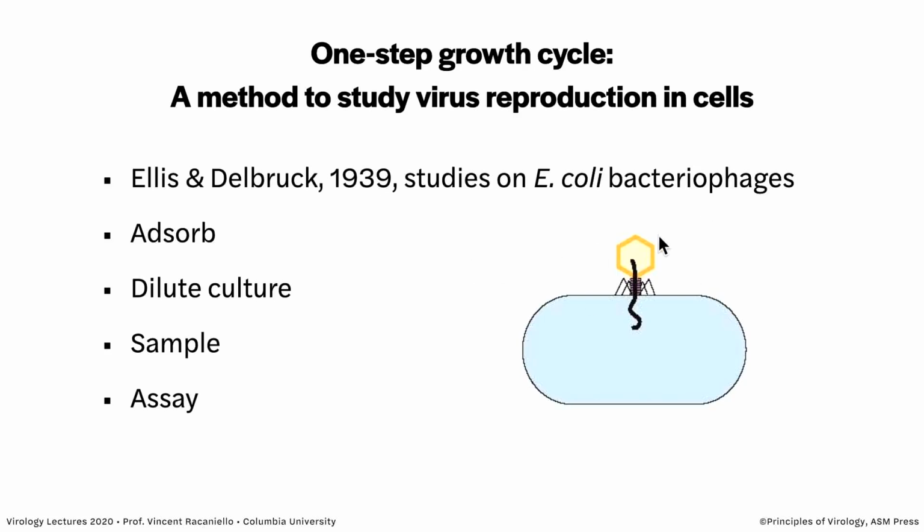They take a virus stock. They allow the virus to stick to the bacteria, which we call adsorption. You add the virus to the bacteria. Then you dilute the culture, which stops any further attachment of viruses. And then you put it in the incubator and you sample and measure virus production over time by plaque assay.